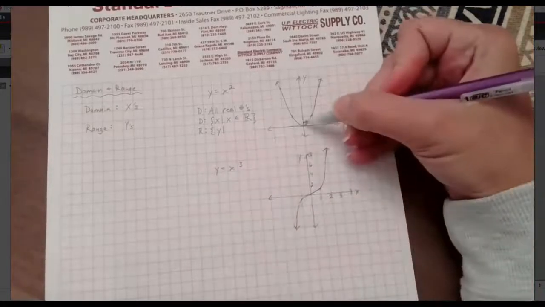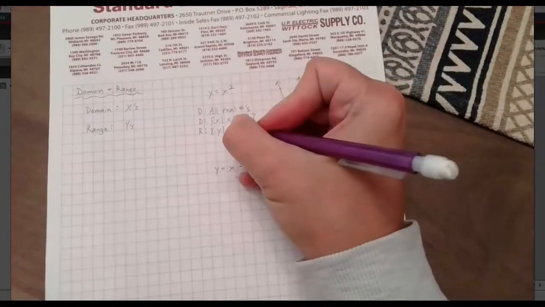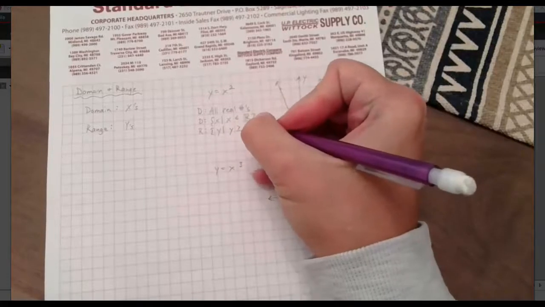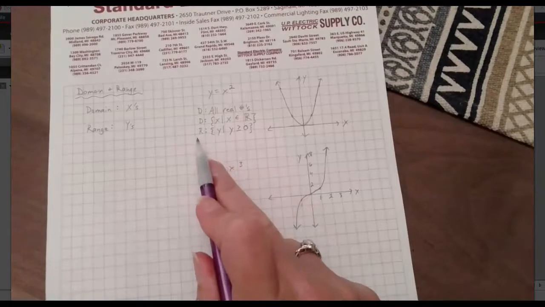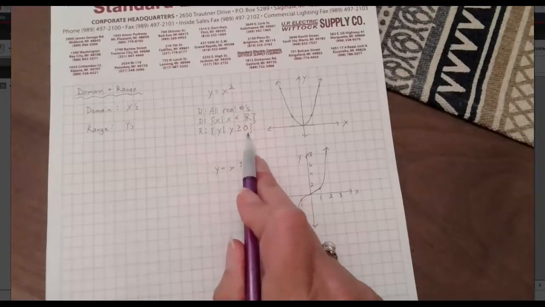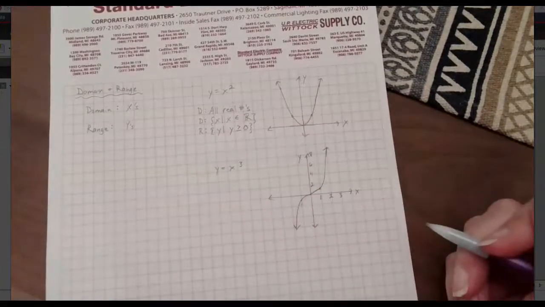I want to say all the y values start at zero and go higher. So I'm looking for all the y's that are greater than or equal to 0. And that's how I'd write that in a more professional format. Range is the set of y's such that y is greater than or equal to 0. And this would be my domain and range for this particular function.